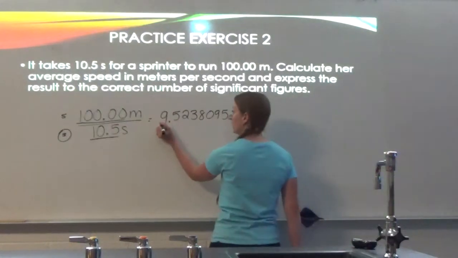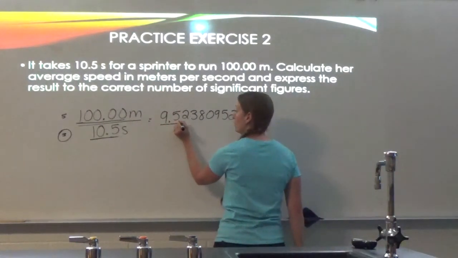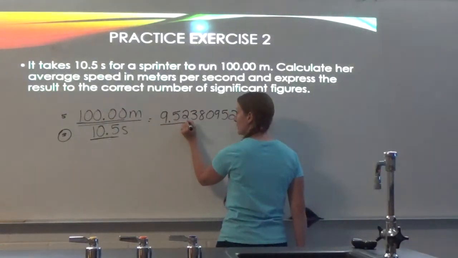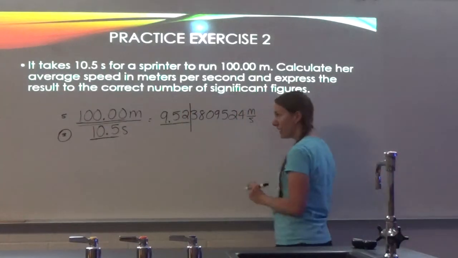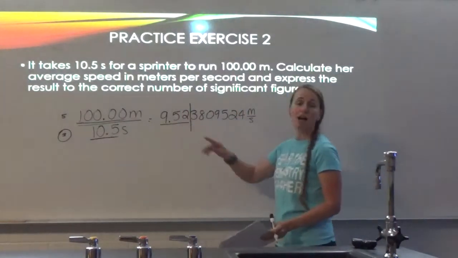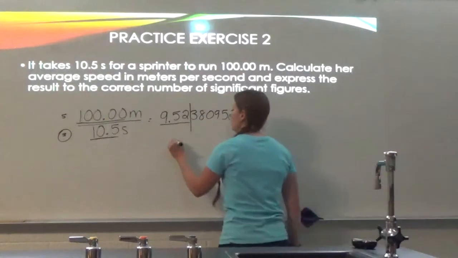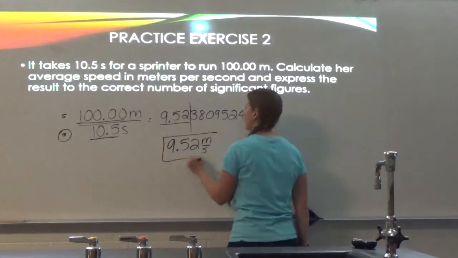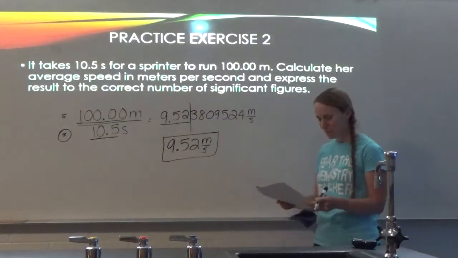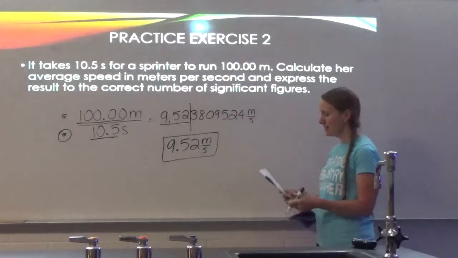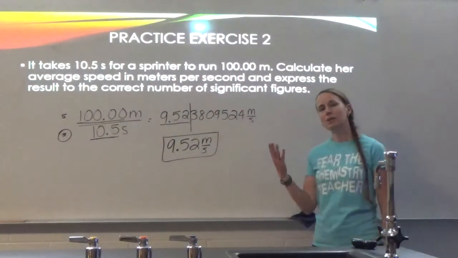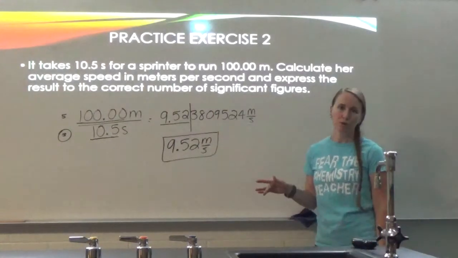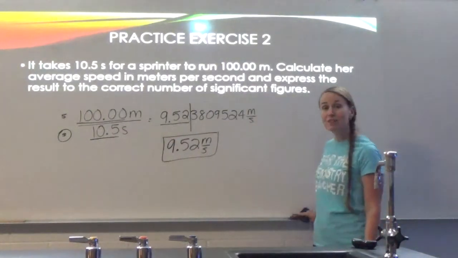So I start at the front. 9 is significant, 5 is significant, 2 is significant. I'm going to cut off right there. A 3 is not going to round 2 up. So I end up with 9.52 meters per second. Just like that. Again, hopefully you're getting these right. So now let's go to a little bit trickier ones where we have some more of those multi-step ones, because a lot of you can do it if it's just one step.